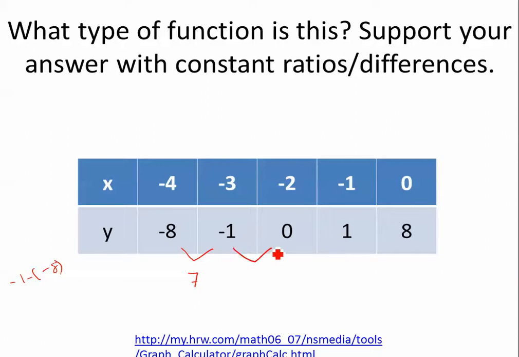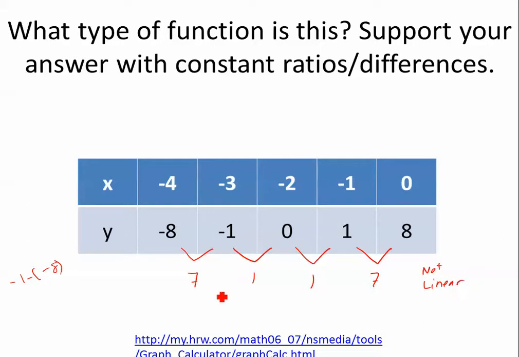Okay? 0 minus -1. It's always the second minus the first. 0 minus -1 is +1. 1 minus 0 is +1. 8 minus 1 is 7. Alright, so the first differences are not the same, therefore it's not linear.